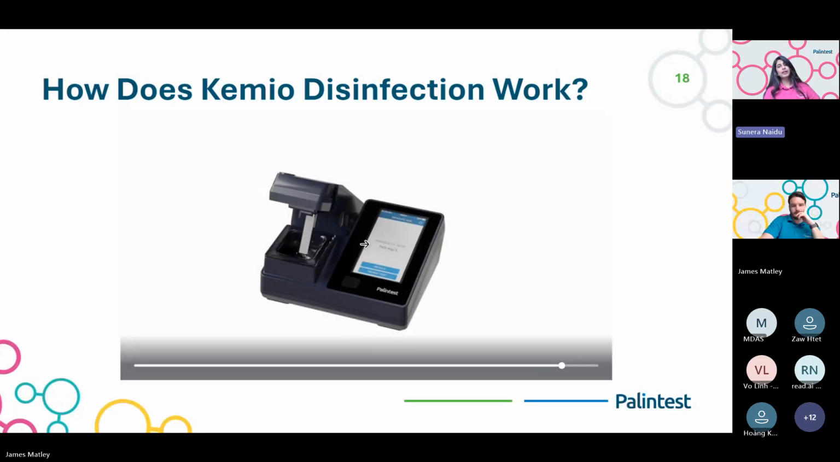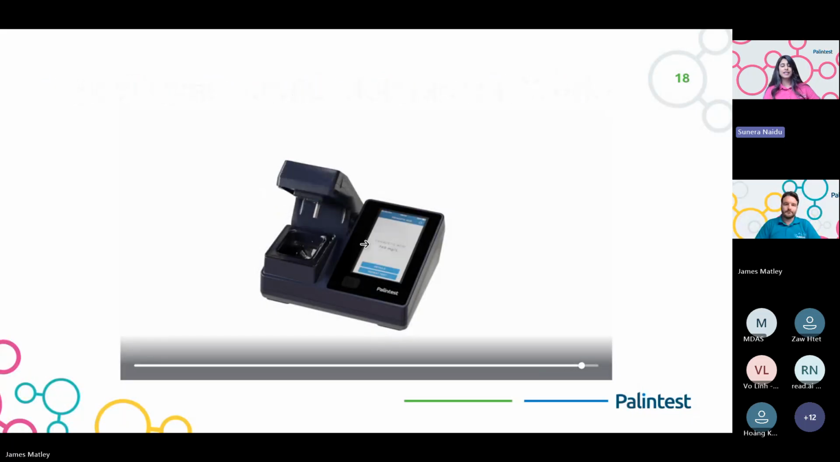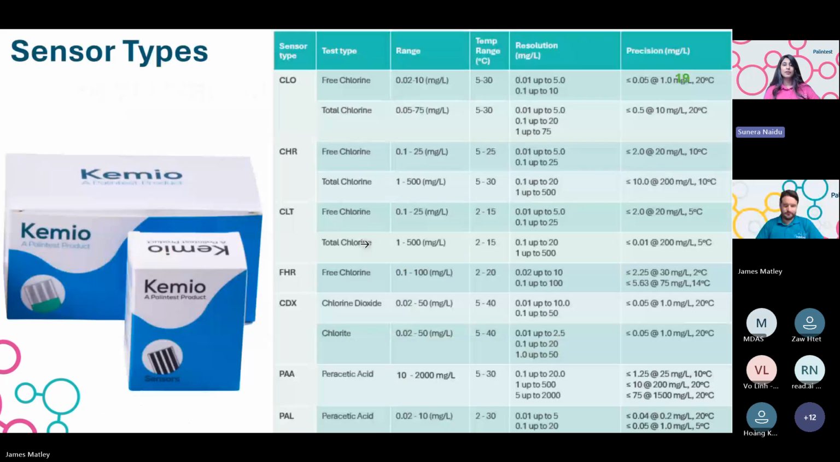Now let's have a look at the different types of sensors that could work in one's application. So we have several types of sensors. Under the large umbrella of chlorine, we have chlorine at a low range. Chlorine can be measured at high range. Also free chlorine measured at high range. So there's various sensors under each umbrella. And each sensor works within a specific range.